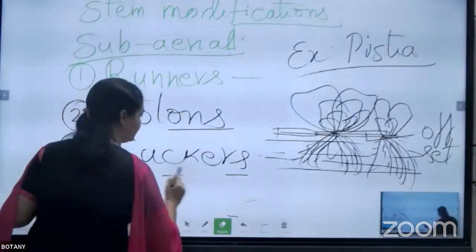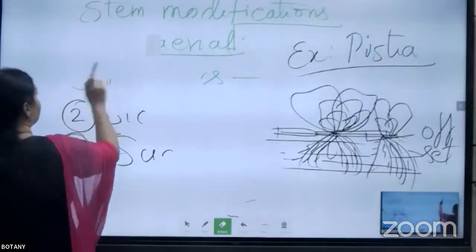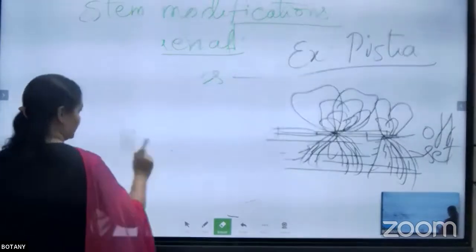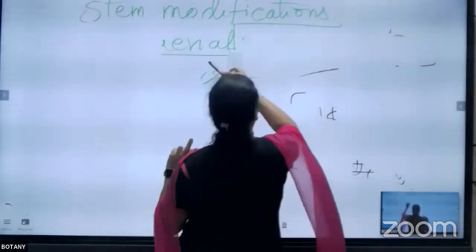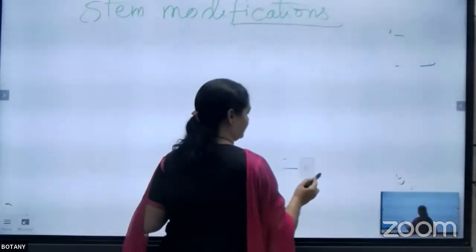The last stem modification is the underground stem modification. We will continue this underground stem modification in the next class, because the time is running out. So we will see the underground stem modifications in the continuation of tomorrow's class, and be on time for this class. That is the 12 to 1 botany class for the first year students. Okay, right. Thank you.